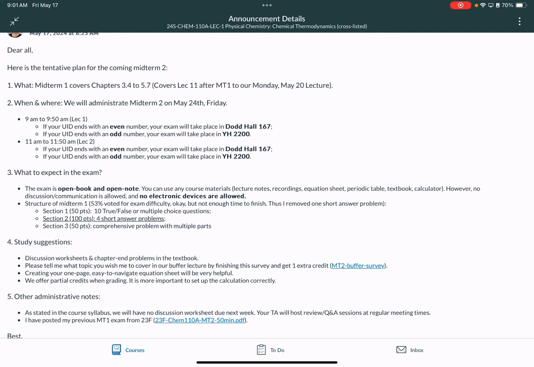What else? The structure of the midterm exam, that should be midterm 2, there's a typo. Last time I posted a survey after midterm 1, and I think 53% of people voted for the difficulty being okay, but the exam a bit too long to finish. So I took down one short answer problem. Now you should expect 10 true and false problems and only 4 short answer problems, and likewise 1 comprehensive problem. Hopefully that gives you more time to work on the exam.